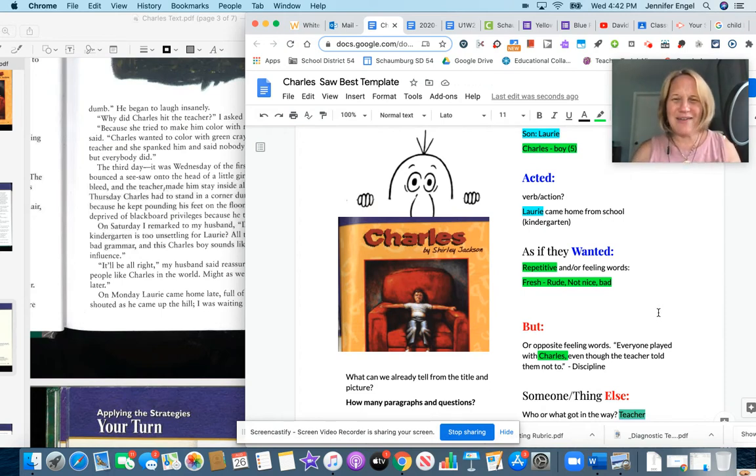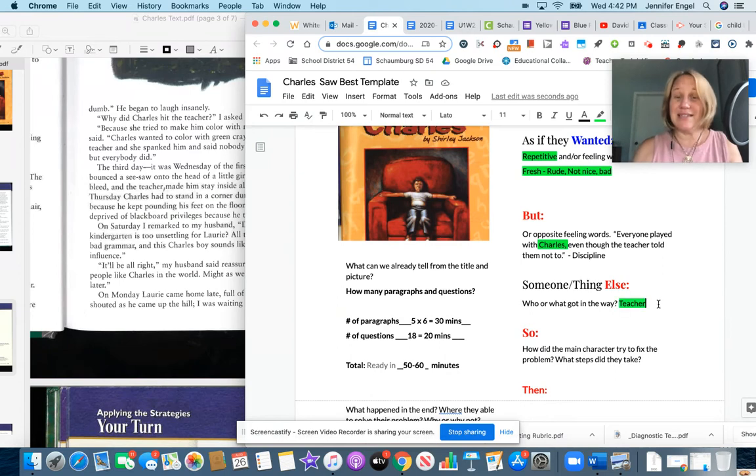But here we have a main character who is 5 years old and who is really fresh, rude and bad. And the teacher, who is probably supposed to be the good guy, is actually what we call the protagonist. The protagonist in most stories is the bad guy, but not always. That's kind of like elementary thinking.